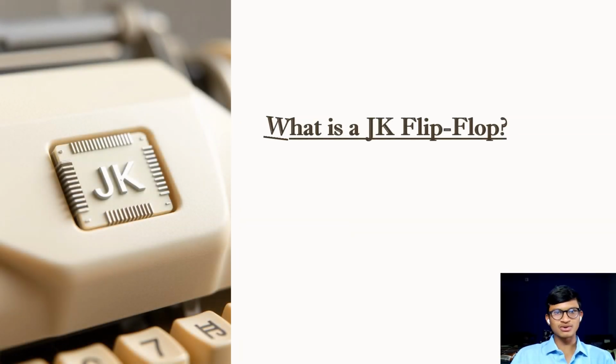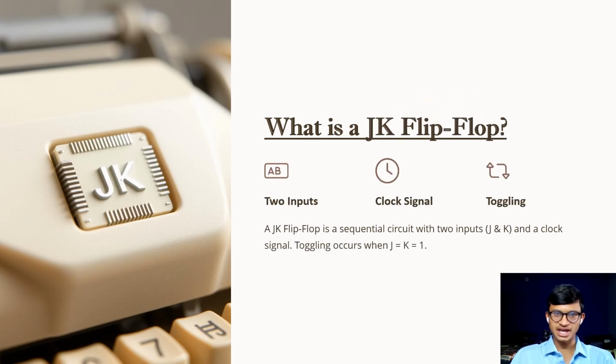Now let's talk about JK flip-flop, which is the building block of our binary counter. It has two inputs called J and K, and it works with a clock signal. The special thing is when both J and K are set to 1, the output keeps flipping between 0 and 1 with every clock pulse. This flip in the output is what helps us count in binary. That's why JK flip-flop is very useful in digital counters.